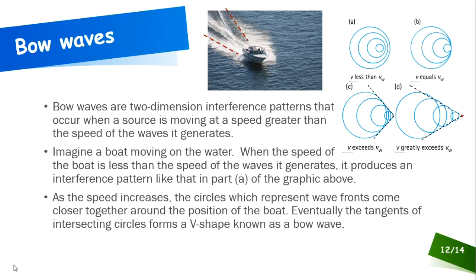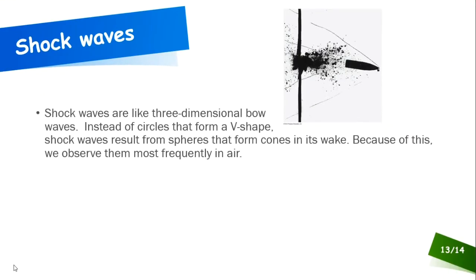Now, of course, this is a two-dimensional phenomenon because you're looking at the surface of the water, which is a two-dimensional surface. You can actually go to three dimensions with that, and when you take your bow wave to three dimensions, you get what's called a shock wave. A shock wave is just a three-dimensional bow wave. So instead of a V shape on a flat surface, because you're in 3D now, you're going to get a cone, because you're looking at the edge of spheres instead of circles. And so what you're going to get is this shock wave that you see here.